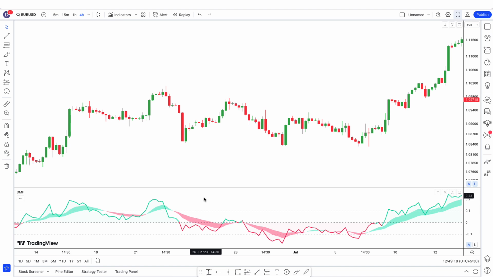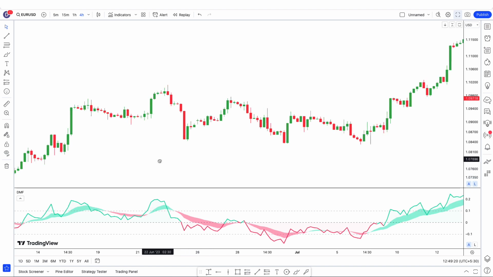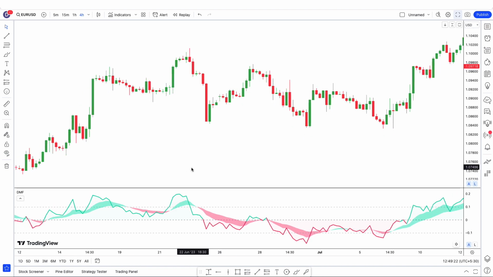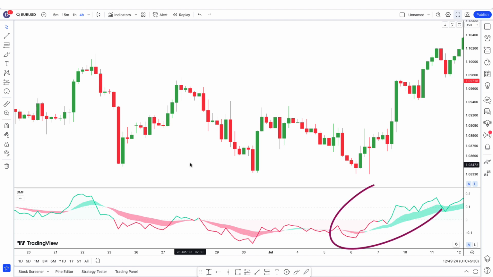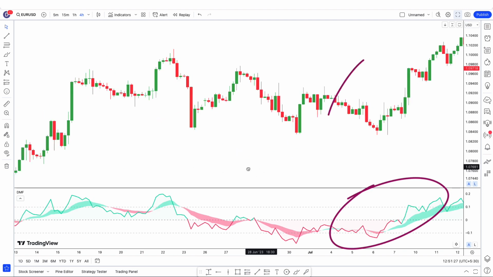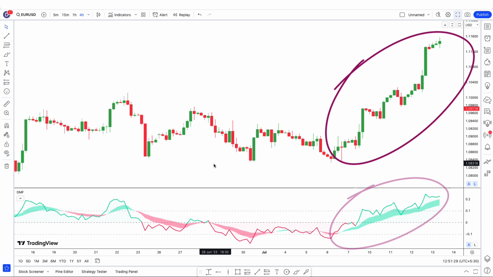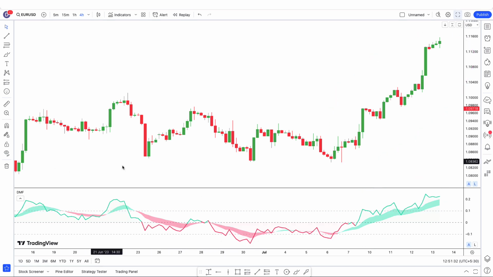Another important point about this indicator is that in the times that the indicator is above the center line and the DMF line is above the cloud, it shows very high amount of buying volume and buying interest among traders. So strong advancing of the price, as you can see. And in other times when the indicator is below the center line and the DMF line is below the cloud, it shows very high selling volume and selling interest among traders. So strong declining of the price.